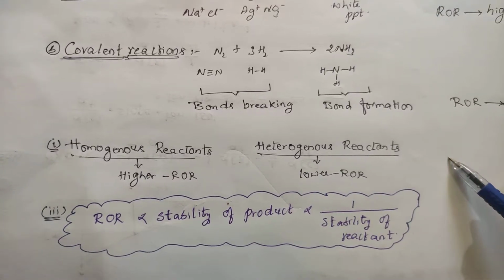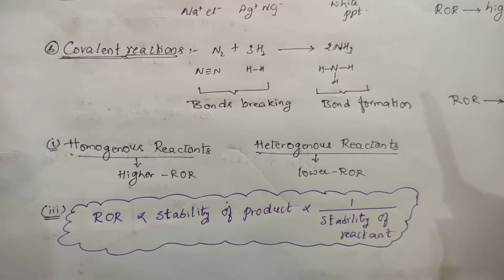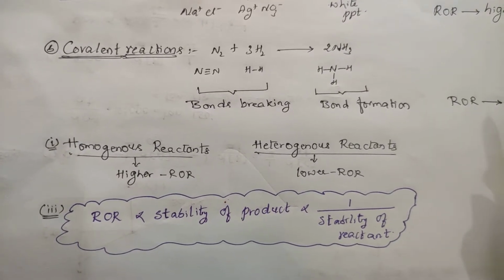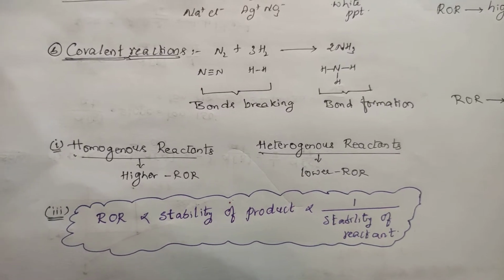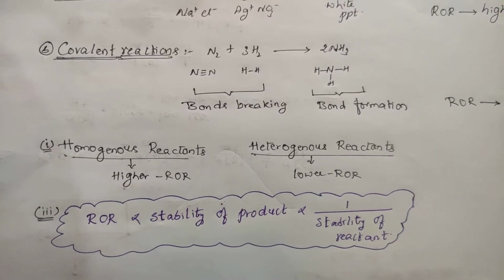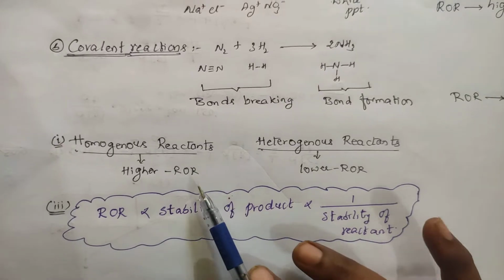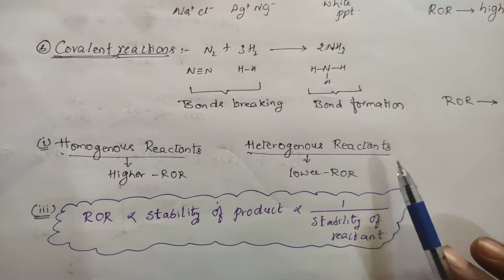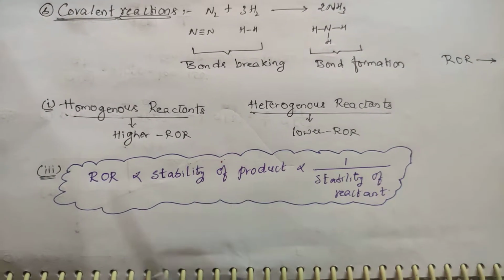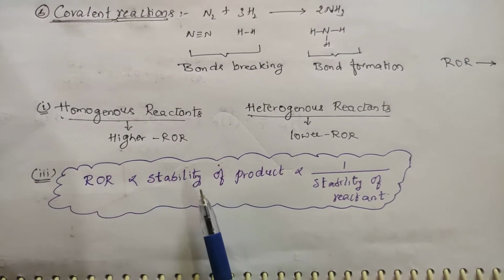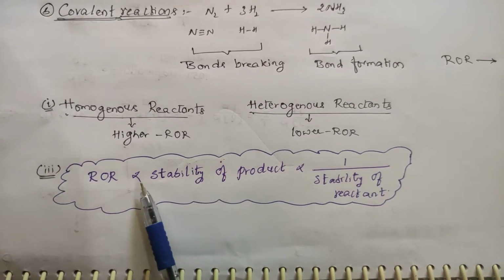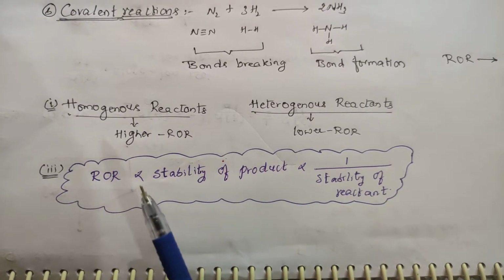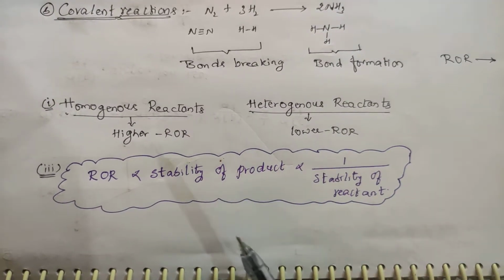Ionic reactions have a higher rate of reaction compared to covalent compounds. Among covalent compounds, those with fewer covalent bonds have a higher rate of reaction than those with more bonds. Among homogeneous and heterogeneous, the rate is higher for homogeneous reactants. So simply we can say that the rate of reaction is directly proportional to the stability of the product. If the product is formed faster and is more stable, then the reactants will automatically dissociate and form the product.